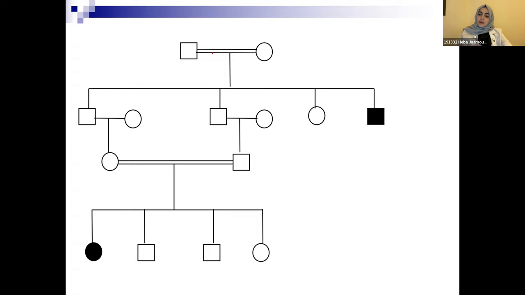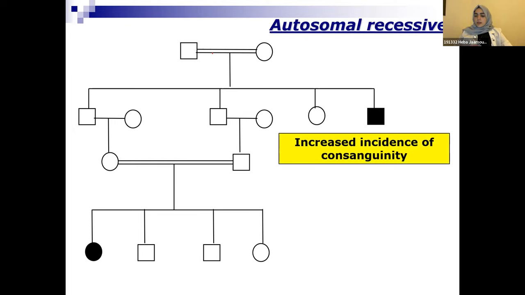Okay? But anyway, let's see what the autosomal recessive diseases are. What are the facts that you have to keep in mind about this pattern? Exactly. First thing is increased incidence of consanguinity.